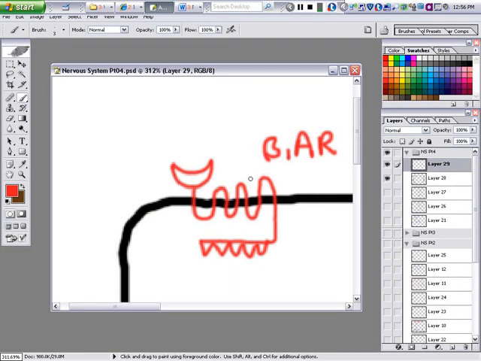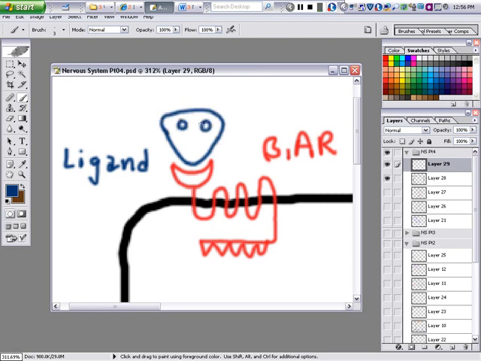The chemical, does anybody know the name that we give to chemicals that bind to receptors? There's no way you'll know that. Okay. The chemical that binds to a receptor is called a ligand. Probably never heard that word before. So let's put here our ligand that binds to our beta 1 adrenergic receptor.